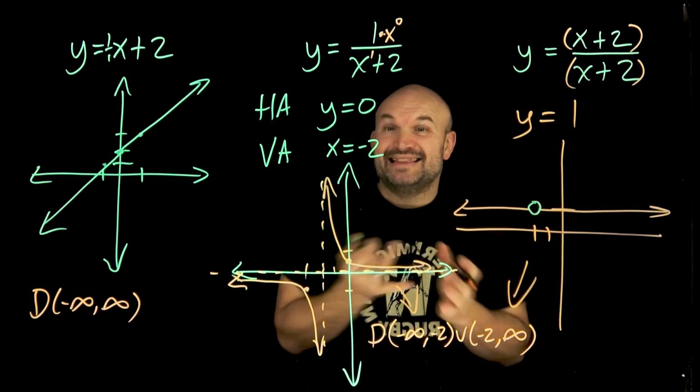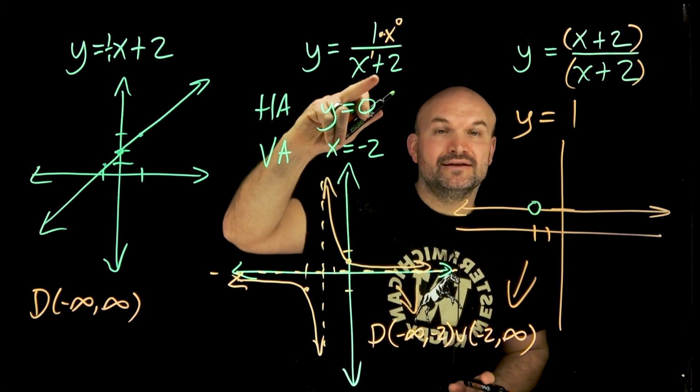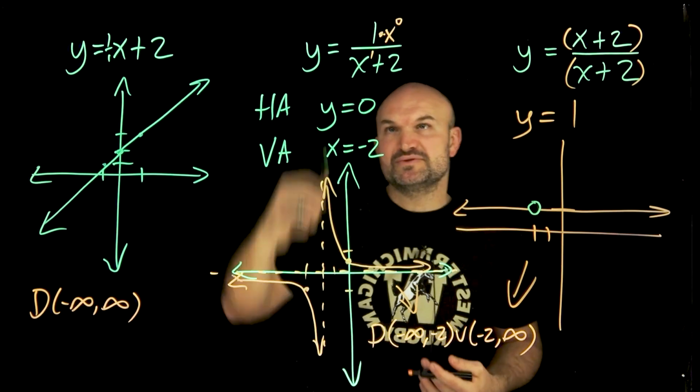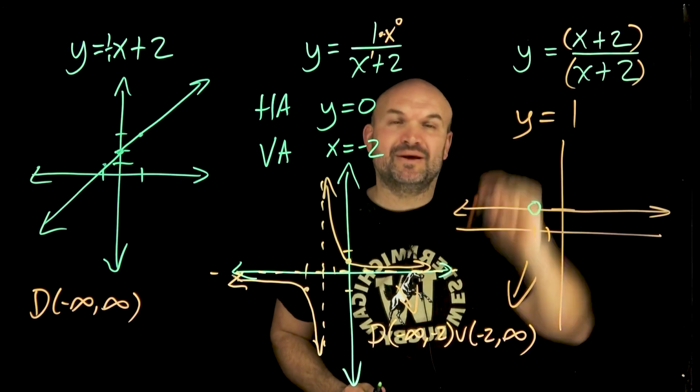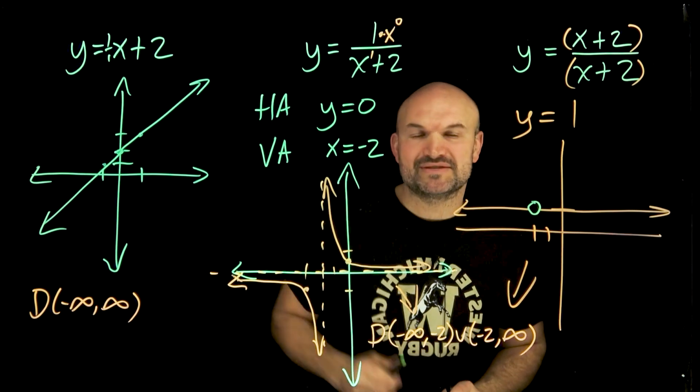And there you go, ladies and gentlemen. That is how the denominator impacts your vertical asymptotes, as well as when you have a hole. I hope this video was helpful for you.